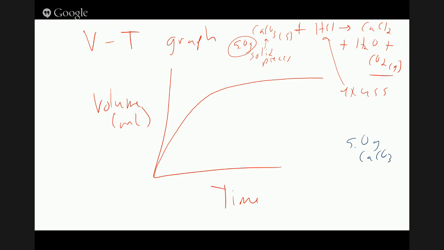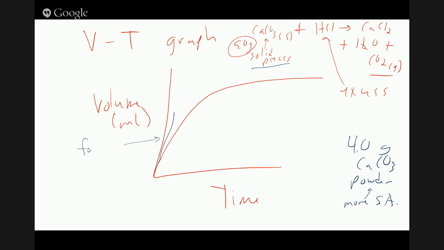Actually, I'm going to mix it up a little bit. I have 4 grams of calcium carbonate, but now it's a powder. Because it's a powder instead of solid pieces, it has more surface area. So more surface area is going to react faster, so my initial reaction rate here is going to be faster.